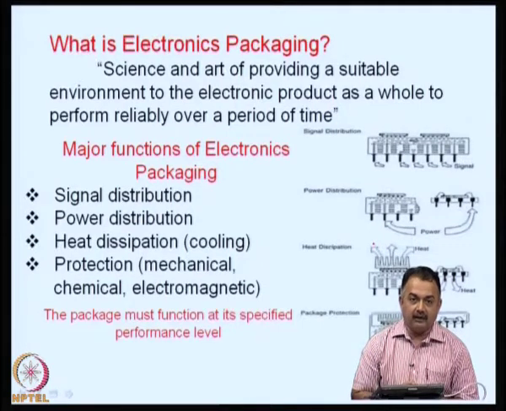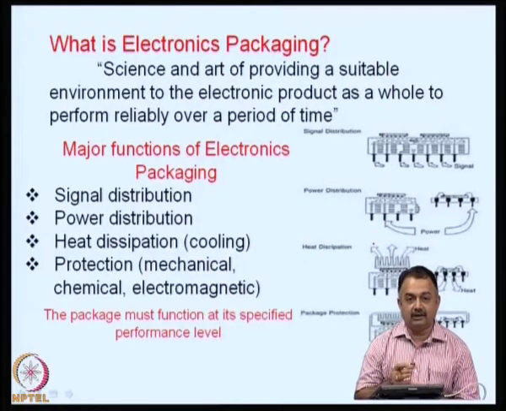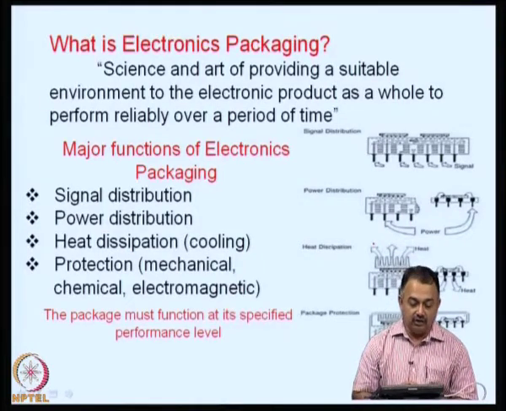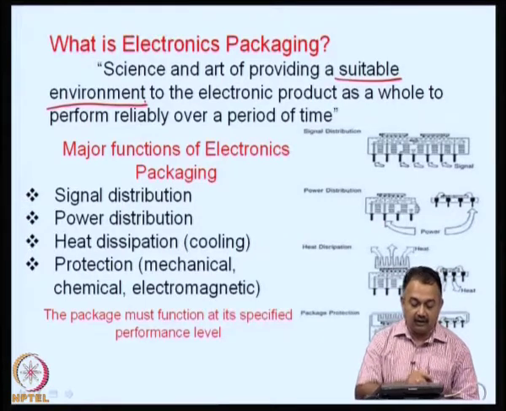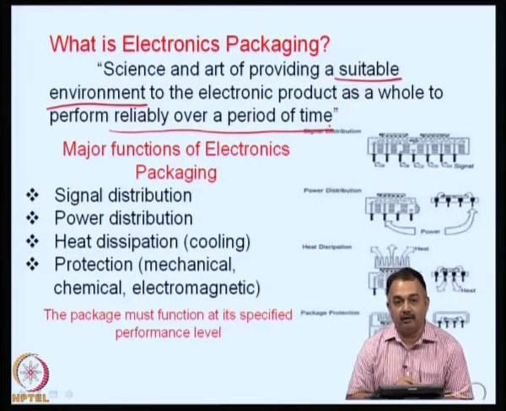It is very difficult to actually find textbook information about electronics packaging, but we will see how best we can define it, and I have taken it from various sources. A simple definition for electronics packaging is the science and art of providing a suitable environment to the electronic product as a whole to perform reliably over a period of time. When you use the word suitable environment, it includes thermal, electrical and other green issues, and you can see the important phrase, reliably over a period of time, very important for a product.